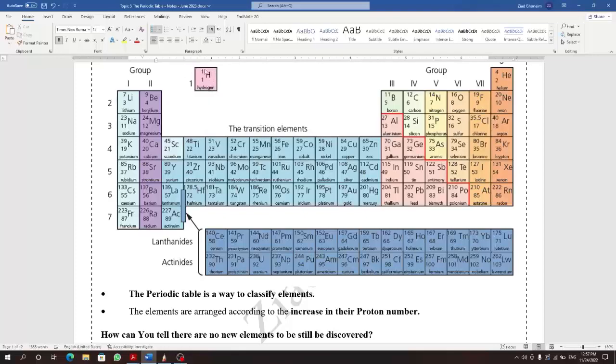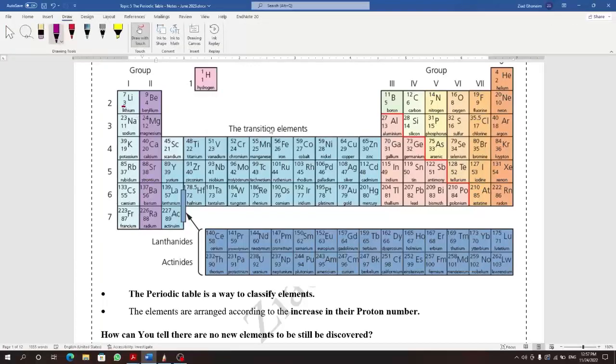Here it has a proton number of 1, then helium with a proton number of 2, lithium 3, beryllium 4, boron 5, and so on. So elements are arranged according to the increase in their proton numbers. You can tell from this arrangement that there are no missing elements, or no elements yet to be discovered, because there is a continuous arrangement of the elements according to the increase in their proton number. So the increase is continuous, so there are no gaps within the periodic table.